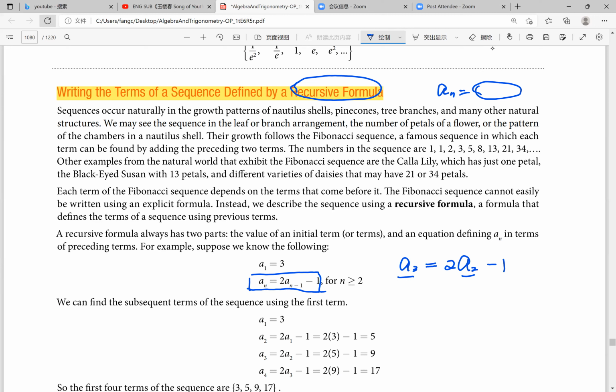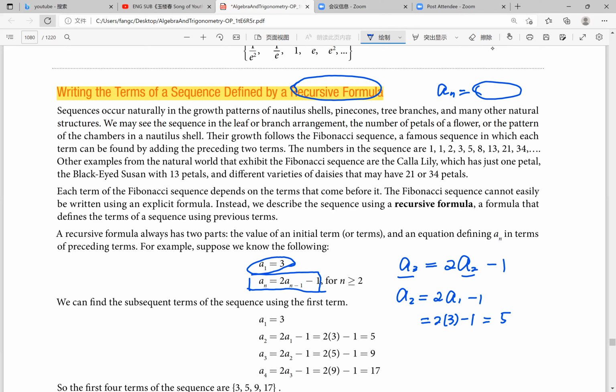For example, this one. Normally, for a recursive formula, they will give you the first term like this. So a1, we know, is 3. So how to find a3? We know a1 equals 3. Then we can find the next one. We need to find them one by one. The term adjacent to a1 is a2. According to the recursive formula, a2 equals 2 times a1 minus 1. And as we know, a1 equals 3. So 2 times 3 minus 1 is 5.